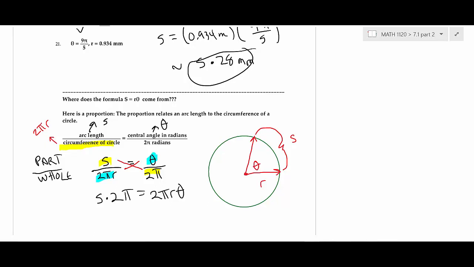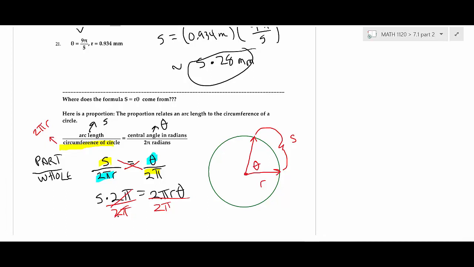So you're just solving an equation. So let's do that and let's see what pops out of this stuff. I'm going to divide by 2 pi, divide by 2 pi. You see how it works? These cross out, don't they? So the 2 pi's cross out, so you're left with S equals r theta.